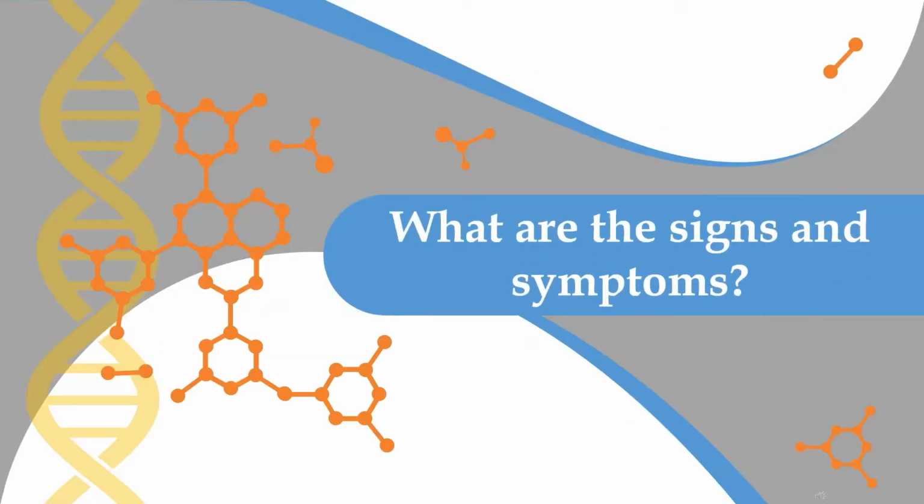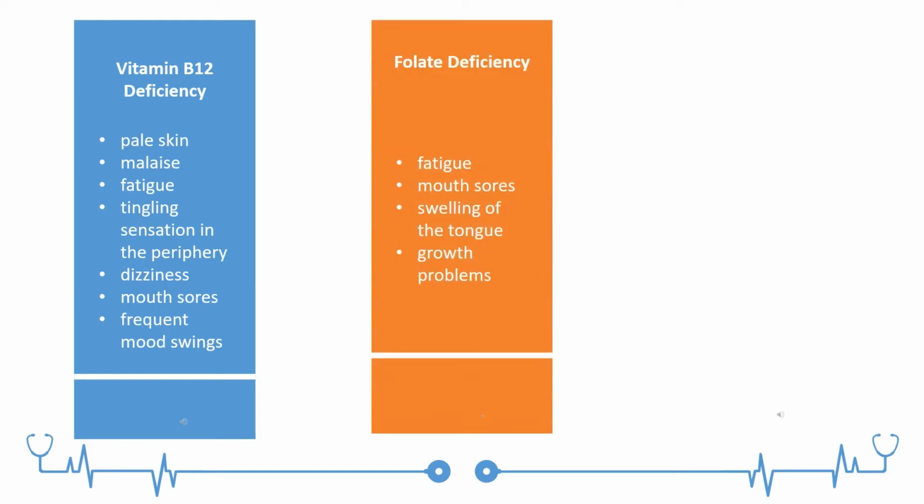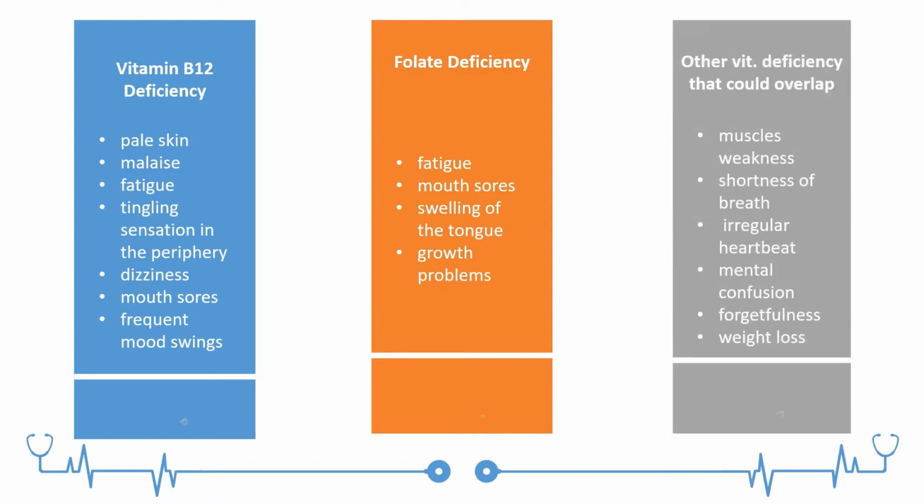Next, what are the signs and symptoms of elevated homocysteine? For the vitamin B12 deficiency, there is pale skin, malaise, fatigue, tingling sensation in the periphery, dizziness, mouth sores, and frequent mood swings. For the folate deficiency, there is fatigue, mouth sores, swelling of the tongue, and growth problems. And for the other vitamin deficiency that could overlap with this disease, first, muscle weakness or unsteady movements, shortness of breath, irregular heartbeat, mental confusion, forgetfulness, and weight loss.